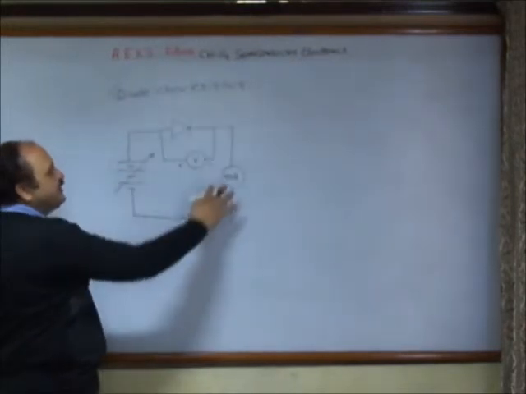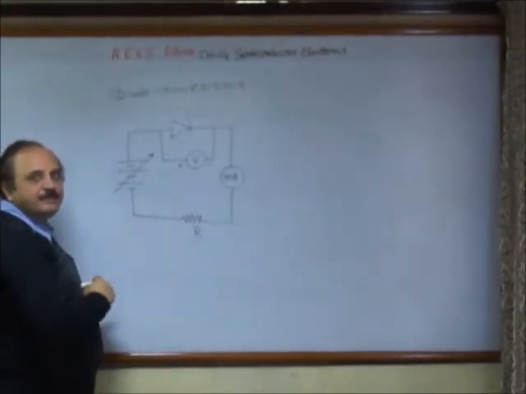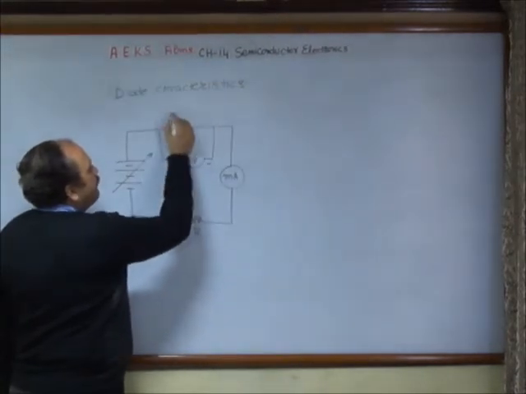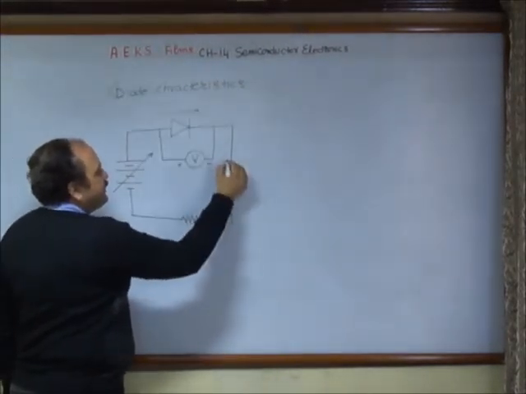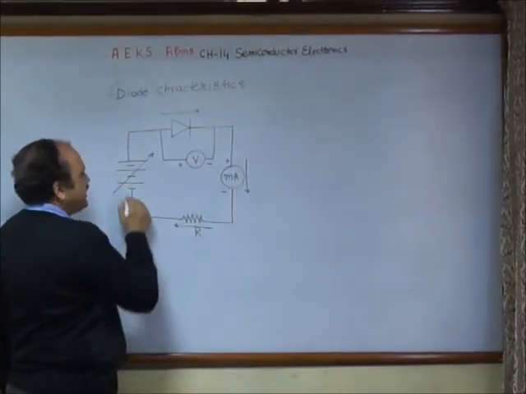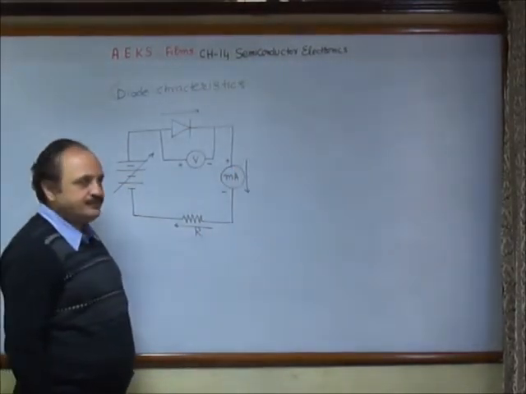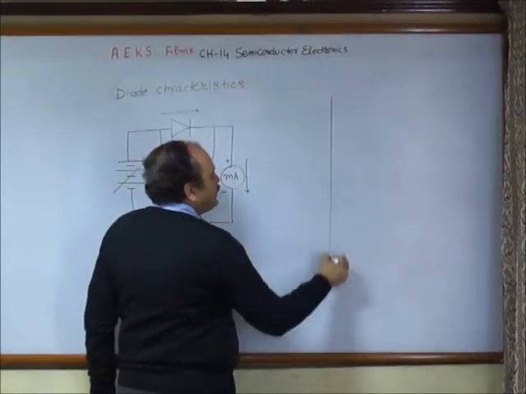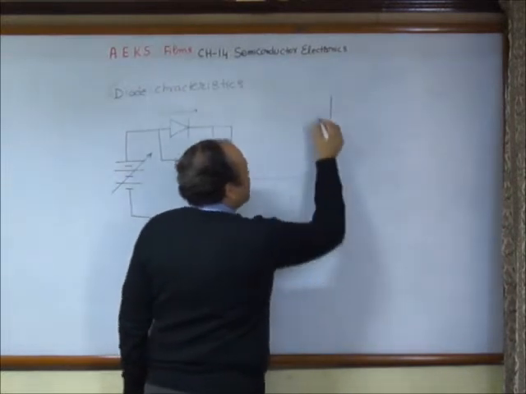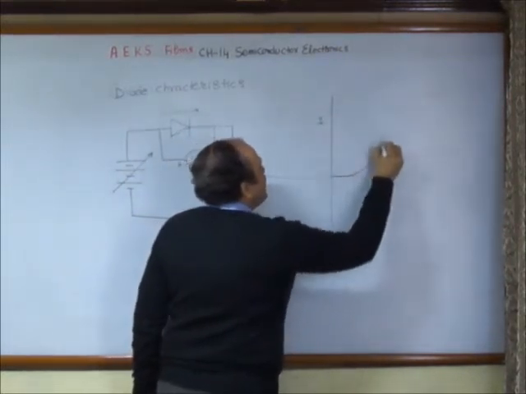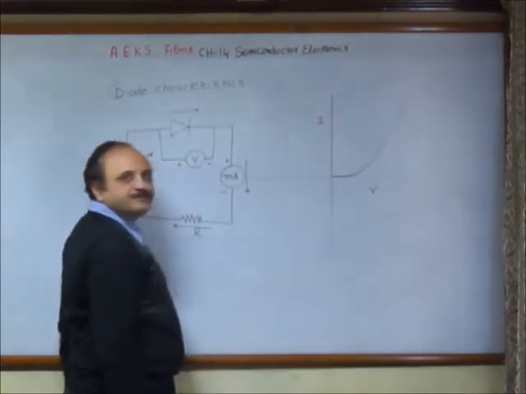In this arrangement, the diode is in the forward biasing. The current is going from P to N through the diode, resistor, and back to the negative terminal. And if we plot the current versus voltage, we get a curve like this.